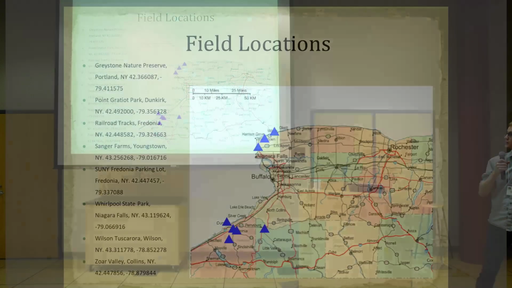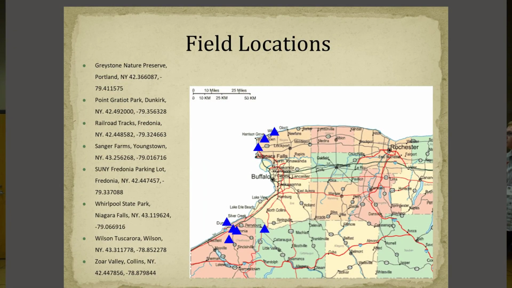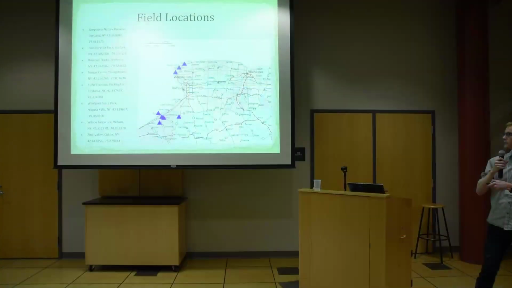So here are some field locations in New York that I've been to thus far. Up here we have Sanger Farms, the Whirlpool Gorge in Niagara. So these were some heavy native populations I found here. And some more invasives, we have Greystone Preserve here, Zor Valley, if anyone's been there, it's a beautiful nature preserve. And also some local locations on campus and at the Dunkirk and Ratio Park.